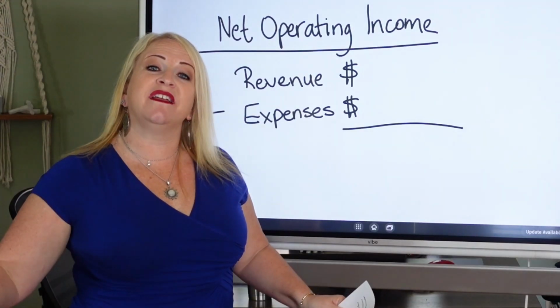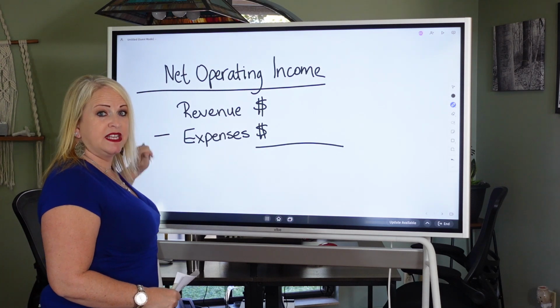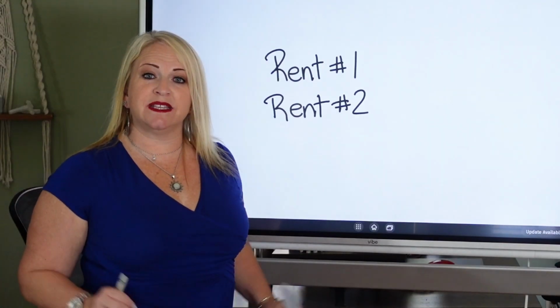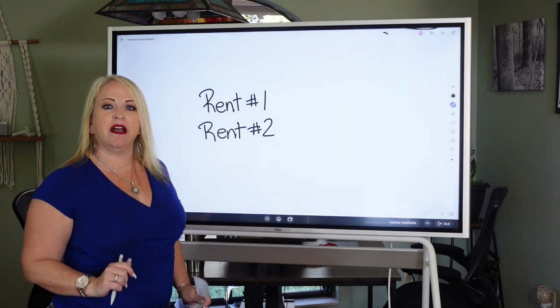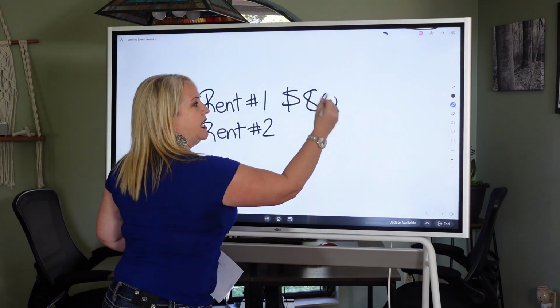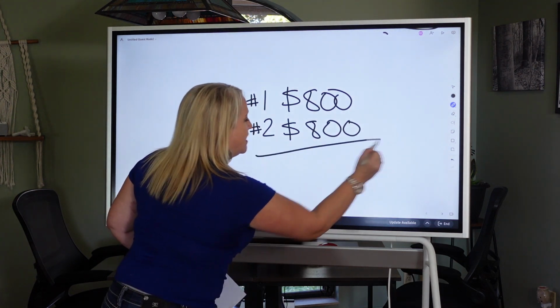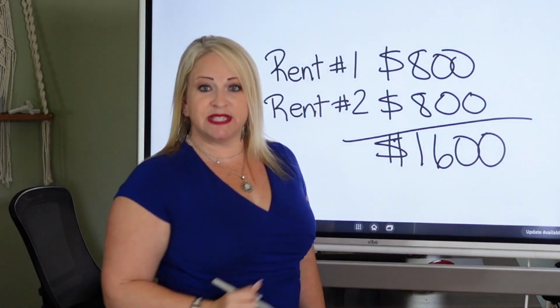All right, so in order to calculate net operating income, we need 2 things. We need the revenue and the expense. So let's dial back a little bit and break those down. Let's start off with rents. Let's just say, for example, that we're renting a duplex that rents out for $800 per side. So we have rent number 1, $800, rent number 2, $800. Keeping it simple, we have total revenue of $1,600.